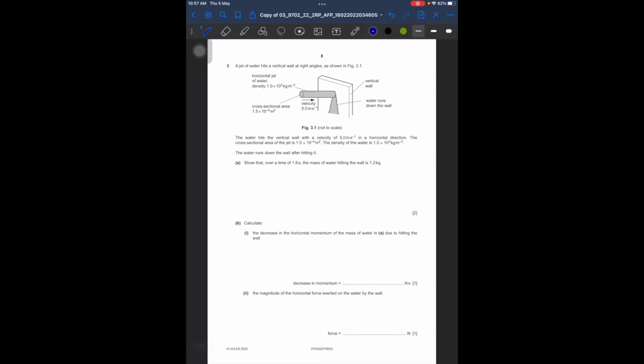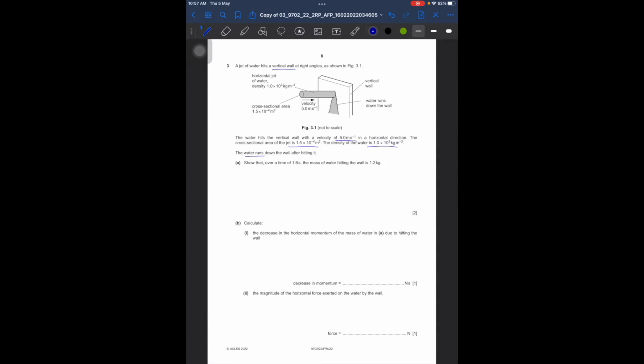Let's check the next problem. Now here we have got a jet of water which is hitting a vertical wall at right angles. There are some values given to us in the picture itself. The water hits the vertical wall with a velocity of 5 meters per second in horizontal direction. The cross-sectional area of the jet is provided. The density of the water is provided.